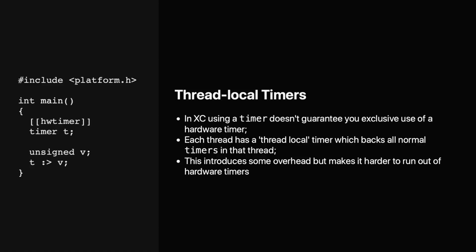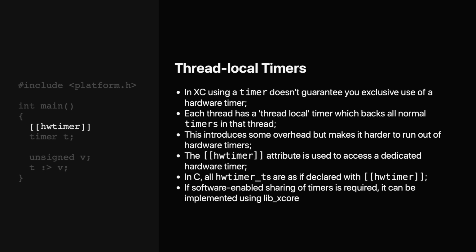A notable difference between timers in C and xc is that, by default, using a timer in xc usually doesn't give you exclusive use of a physical timer resource. Instead, in xc, each thread has a thread local timer, and all timers used in that thread share that physical thread local timer resource. This has a runtime overhead, but means you effectively have unlimited timers. You might have noticed the hardware timer attribute in the previous xc examples. This guarantees use of a dedicated hardware timer, and thus no runtime overhead. In C, all timers are as if declared this way. That is, libxcore hardware timers are always physical hardware timers, hence the name. The fact that each thread isn't given a thread local timer means that there are more hardware timers to go around, but if you still need software sharing of timers, you can implement a suitable scheme using libxcore.